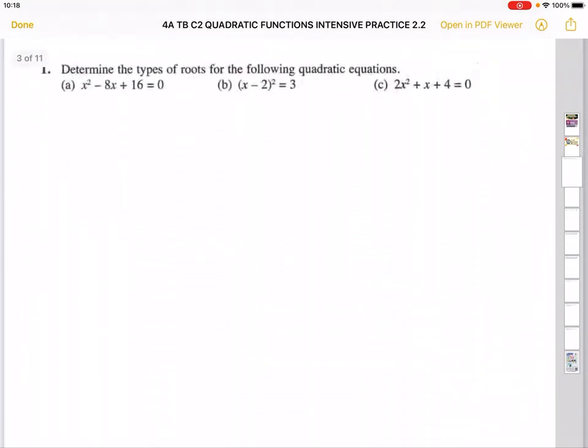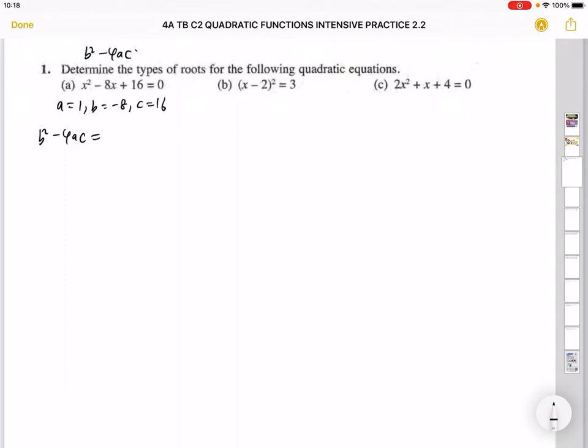Now, the first question is determining the type of roots for the quadratic equation. This is rather straightforward and simple. You already know how to identify your A, B, C. Your A is 1, B is -8, C is 16. When you do b squared minus 4ac, remember, b squared minus 4ac is called the discriminant. It is used to determine the type of roots.